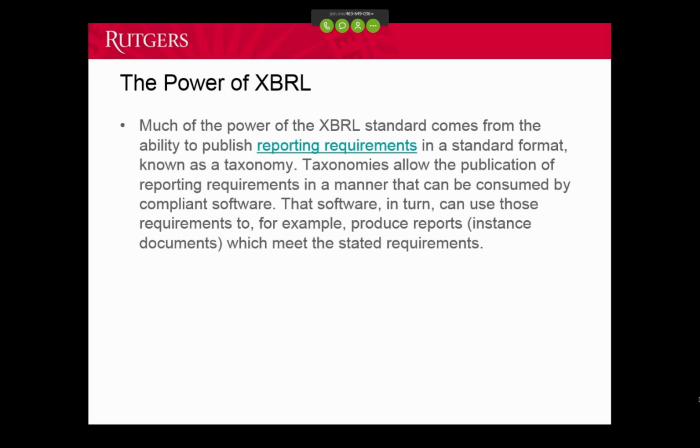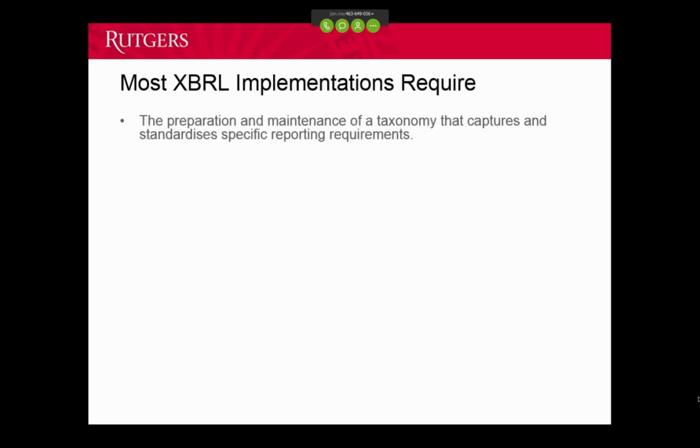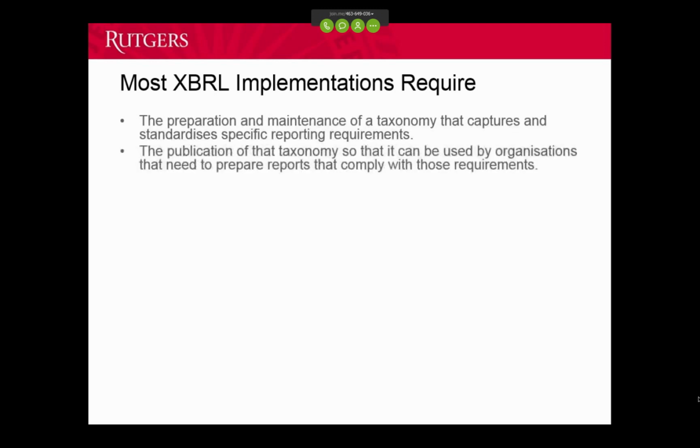Most XBRL implementations require, first, that some people create a taxonomy that captures and standardizes the reporting requirements. Then the taxonomy is published, so organizations that need to prepare reports using the same tags can look at this published taxonomy and create reports that meet the requirements in the taxonomy.